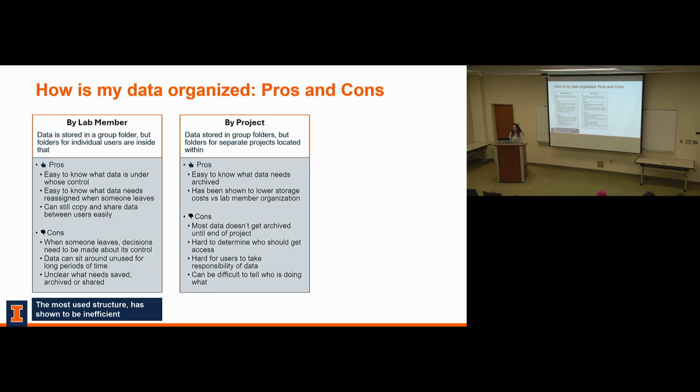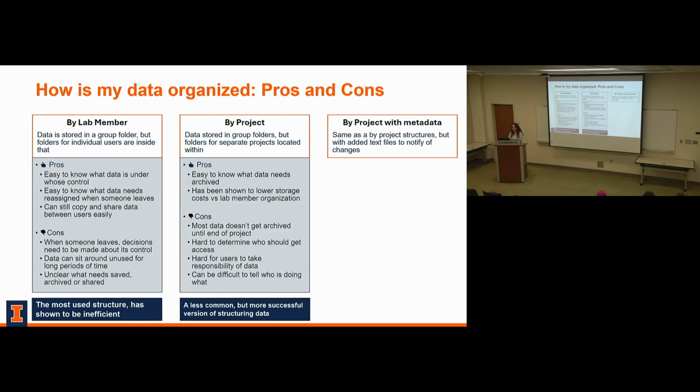And it's hard to determine who should get access. Maybe there are multiple people working on the same project on different parts of the project. And it's harder for users to take responsibility for the data because they don't know if someone else needs that. They don't want to touch data someone else is going to need. And it can be difficult to tell who is doing what. This is a less common but more successful version of storing the data.